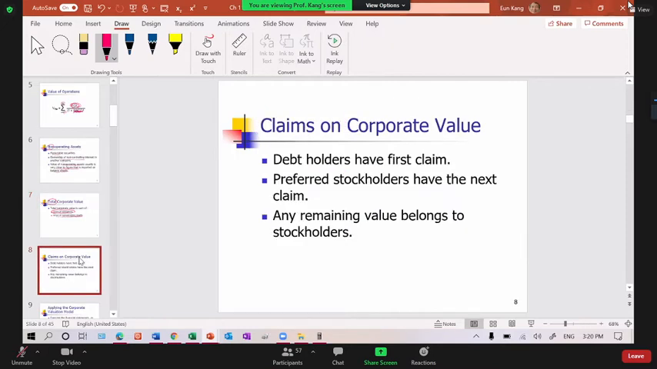So, claims on corporate value, okay? We have the right-hand side of the balance sheet, right? So debt holders have first claim. We know that debt holders have to be satisfied for the next in line to get paid if bankruptcy happens, right? And preferred stockholders are next in line, and any remaining value belongs to stockholders, right?